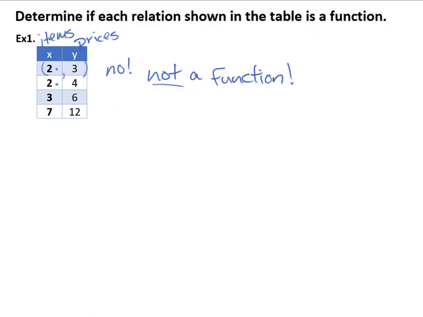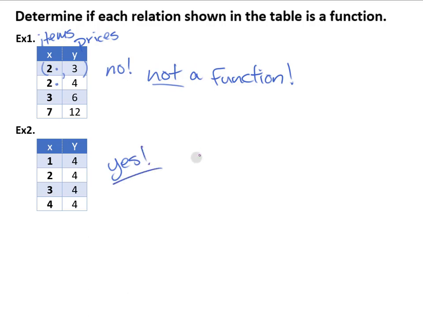Okay, let's try another example and see if we can use the same idea. Here's another table, again listed vertically with our items on the left, prices on the right. Would this qualify as a function? Now notice that all of our items are the same price. If we're thinking in terms of dollars, they're all $4. Is it okay that all of these different items happen to be the same price? Kind of like drinks and hot dogs were both $4. Yes, this is a function. Remember that repeated y values are okay, but the same item can't have 2 different prices.